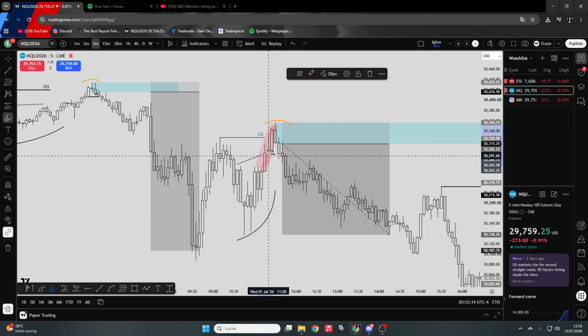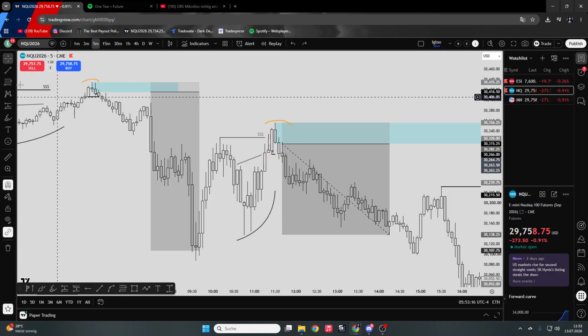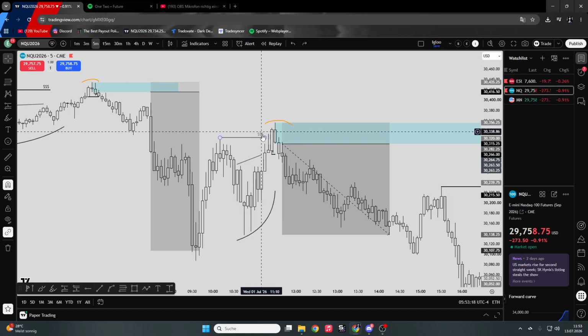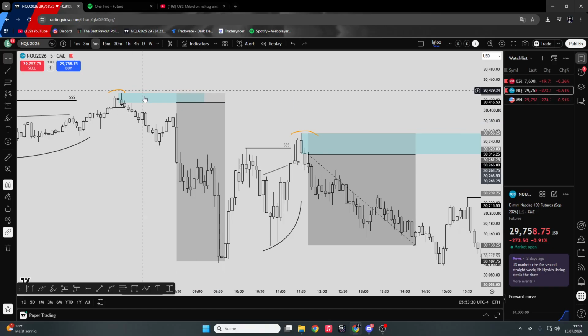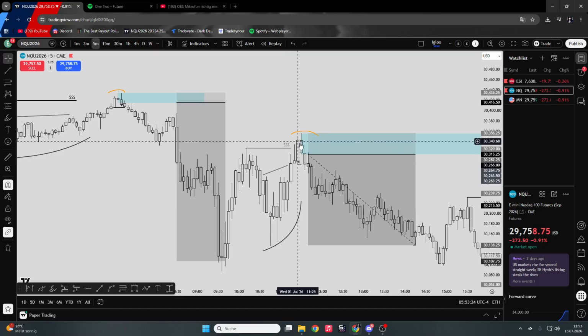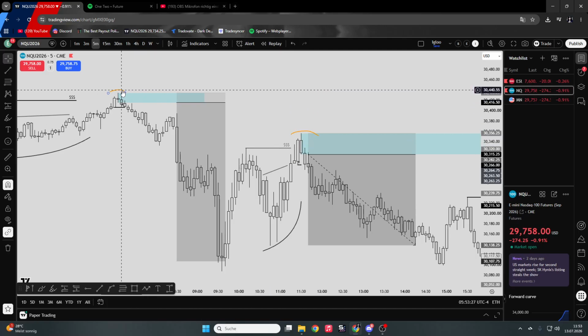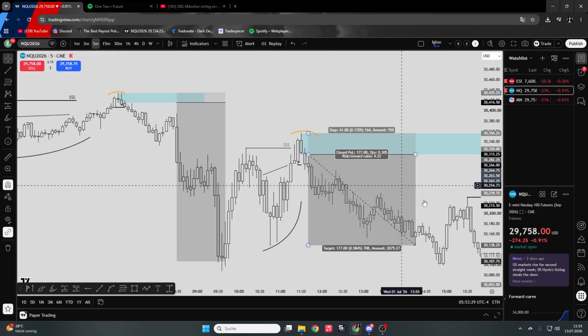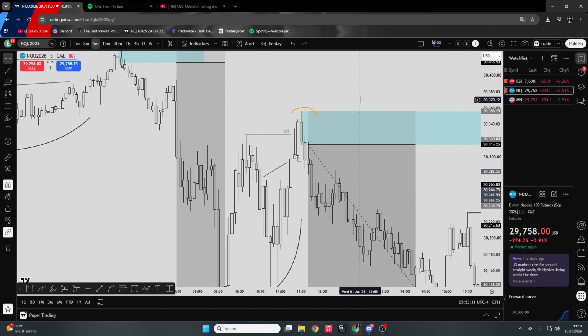Okay. Wait for it. And then what happens? It takes liquidity up here. So this is protected again because we have accumulation, manipulation that takes liquidity, saying here is no liquidity. Okay. And then we go lower.